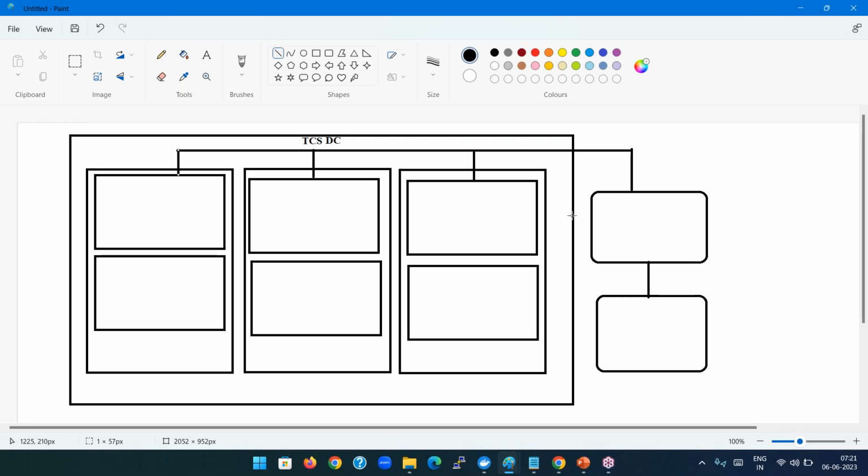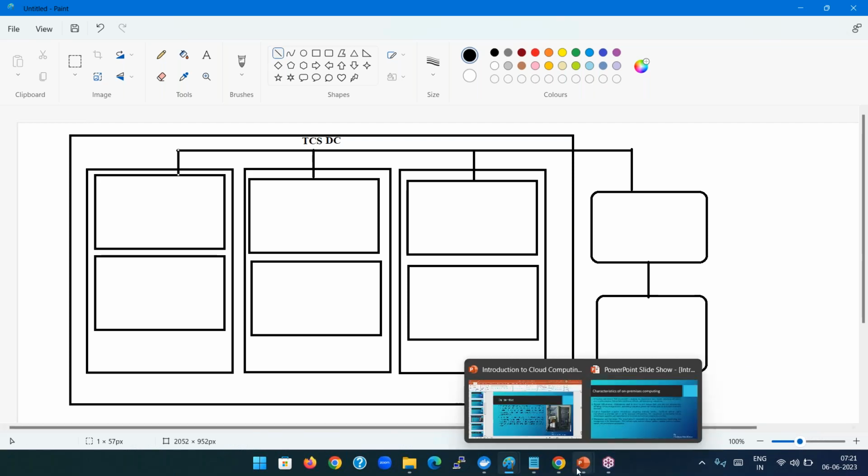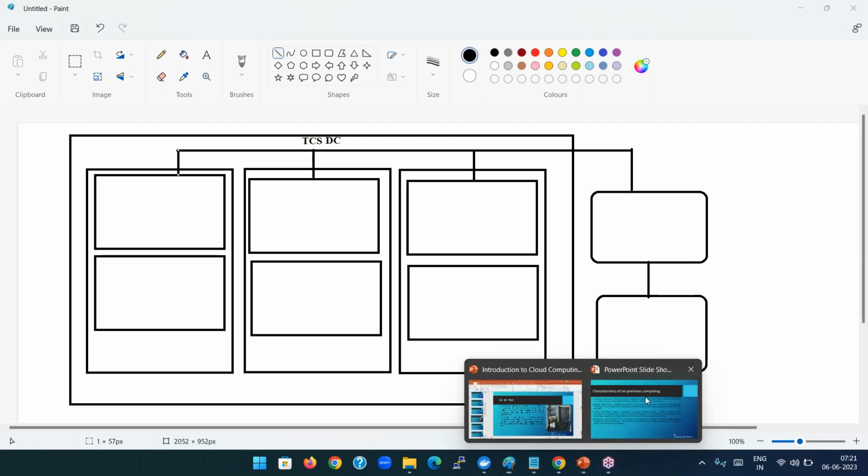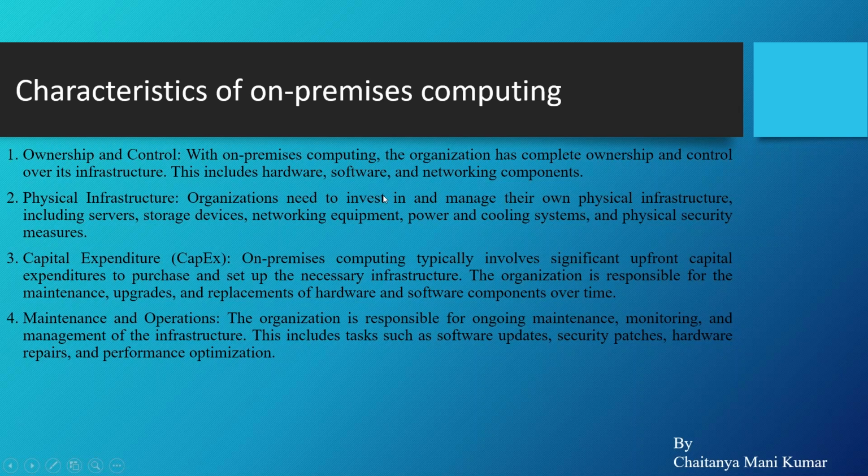So this is how your entire infrastructure will be, and who has to maintain that? Here you can clearly see this. The organization needs to invest. They have to spend money purchasing the servers, and they have to manage the servers. Storage devices have to be purchased. Network equipment has to be purchased.